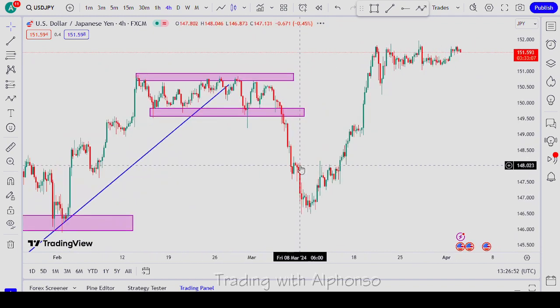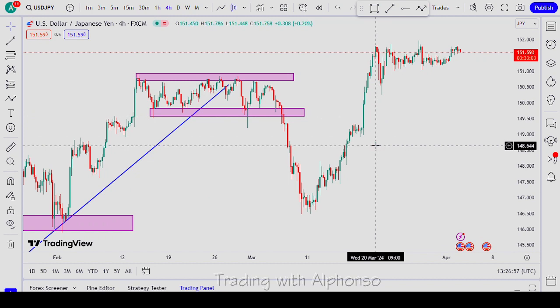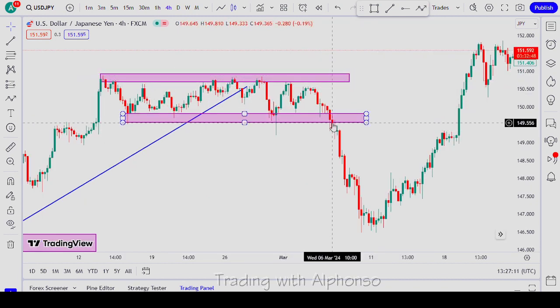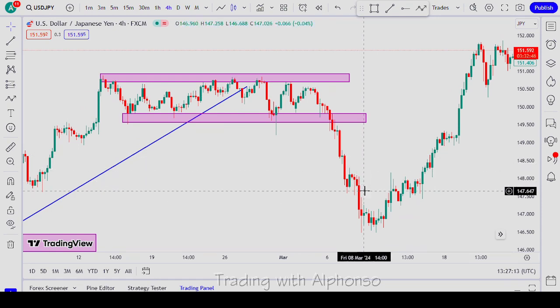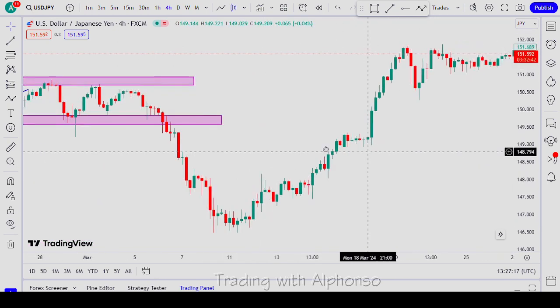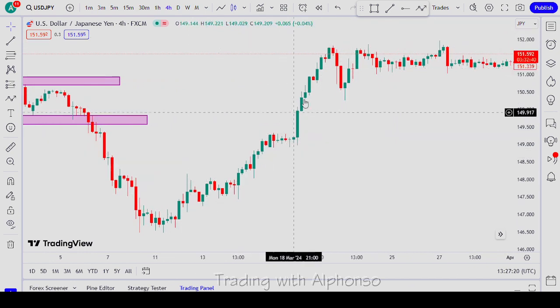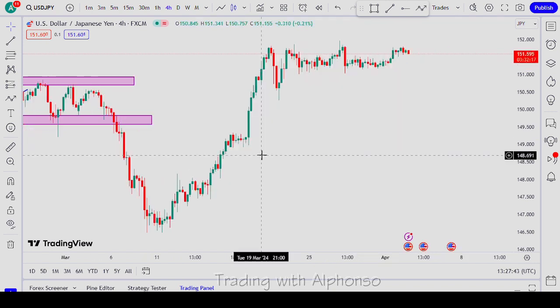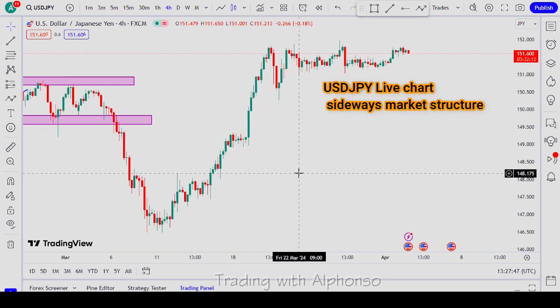This is the chart of US dollar versus Japanese yen on the 4-hour time frame. After the consolidation was over, the market broke the low, then went down with a sharp bearish move. At that point, the market came right here, started going to the upside again, being bullish. So it is a cycle of uptrend, downtrend, and consolidation. Live chart. Right here, the market is consolidating.